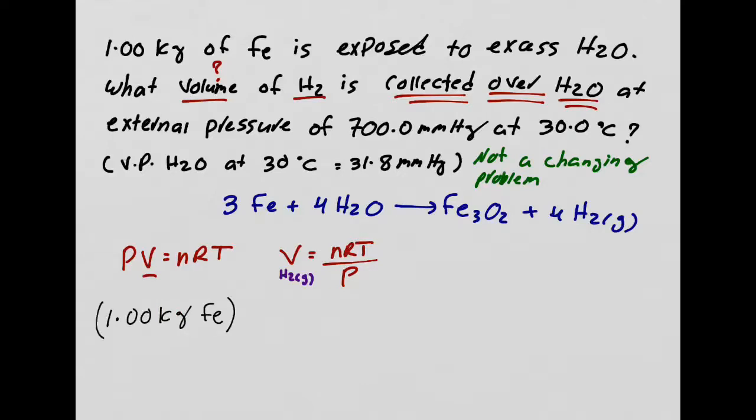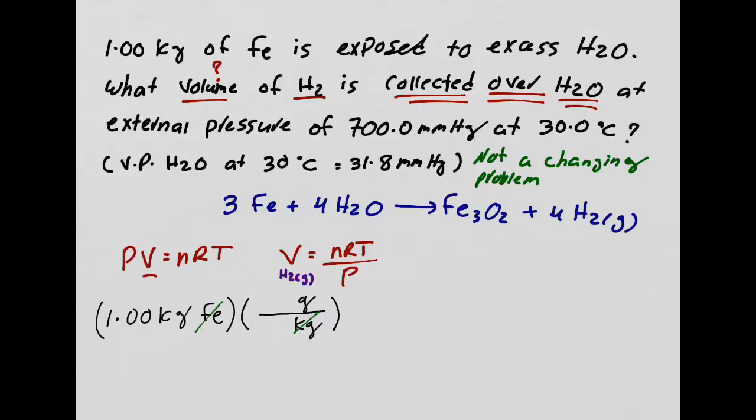So I'm going to write down what's given to me, which is 1.00 kilograms of Fe. Do you like kilograms? No, you probably don't, right? What do we like? We like grams, because molecular weight is grams per mole. So kilograms goes down here, grams goes on top. This is great because now I can cancel out kilograms.